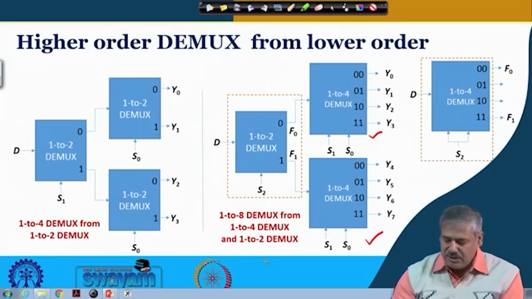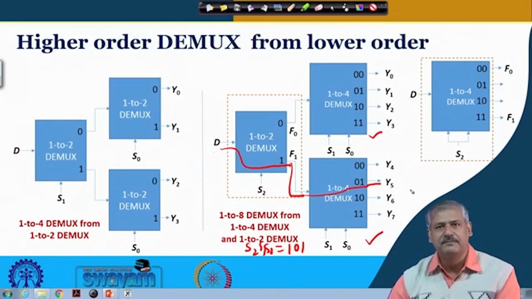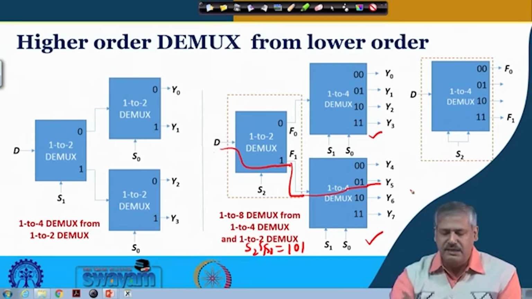If we take S2, S1 and S0 as, say, 1 0 1, just an example, then what will happen? S2 is 1, so D is going in this direction and coming over here. Then S1 and S0 are 0 1, so it will go here. So D will be connected to Y5, that means D is getting steered towards Y5. Is it clear? This is how we can get it.